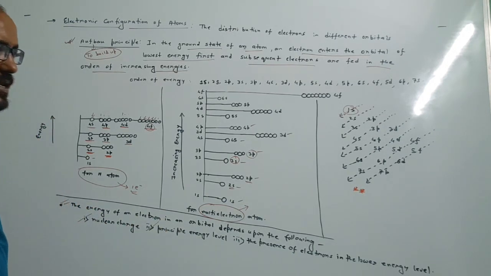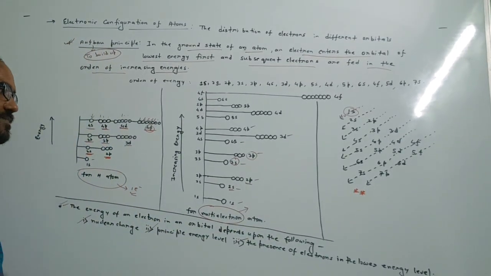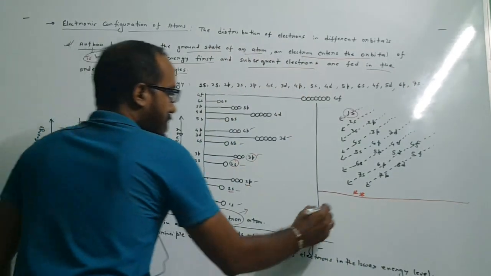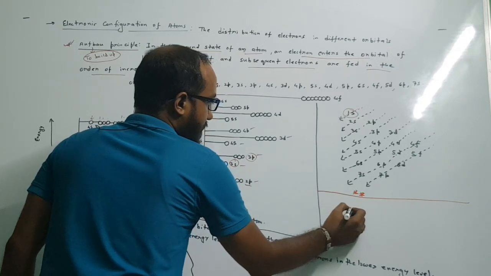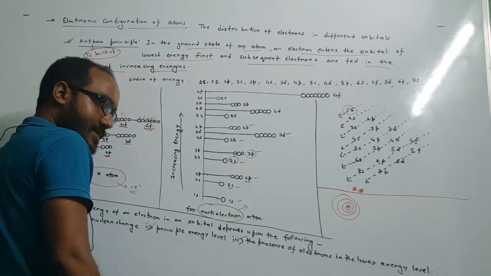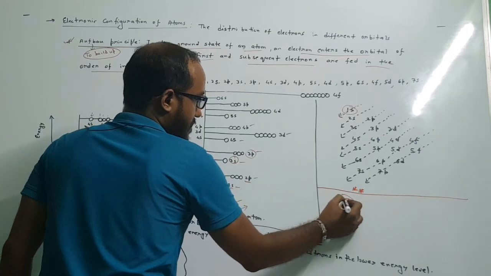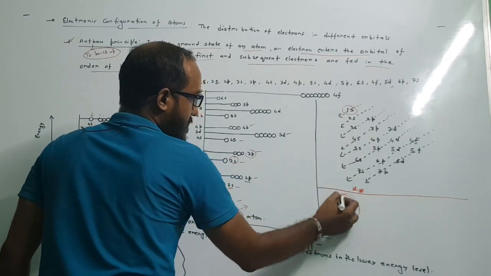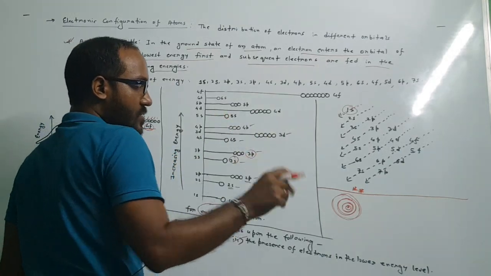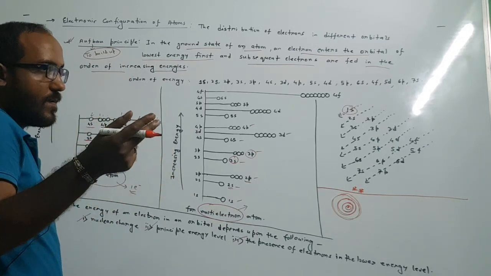The second reason is the principal energy level. The third reason is the presence of electrons in the lower energy level. Let me clarify this with a small explanation. We have a proton here, positive charge, and we have different orbits, and in the orbits we have different orbitals. Let us say this is our 1s orbital, then 2s orbital, then our 2p orbital. In the 1s orbital we have 2 electrons, in the 2s orbital we have 2 electrons, and in the 2p orbital we have 6 electrons, because of px, py, pz, and in every orbital we have a maximum of 2 electrons.